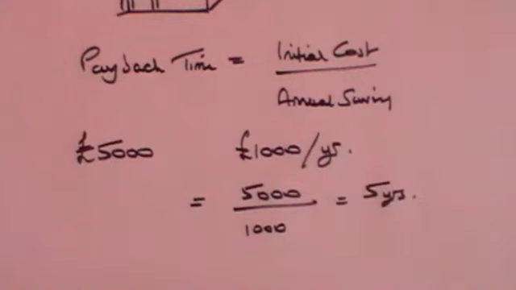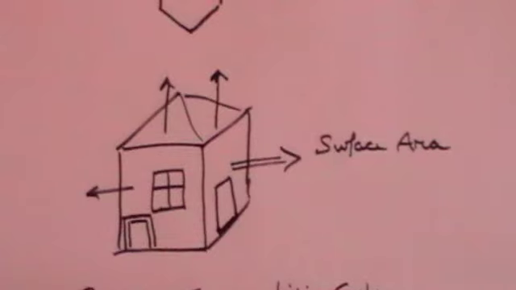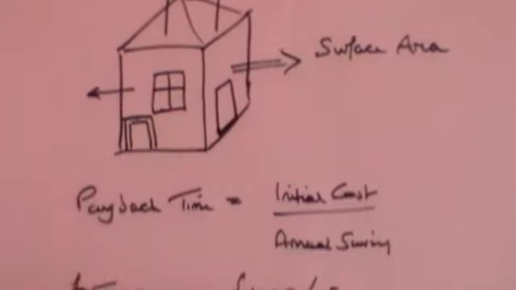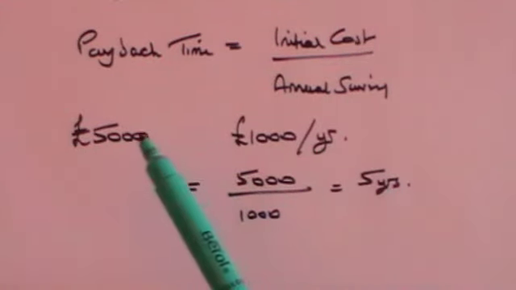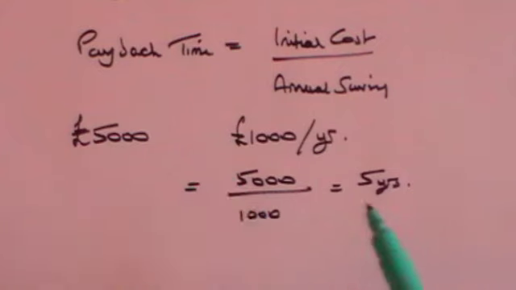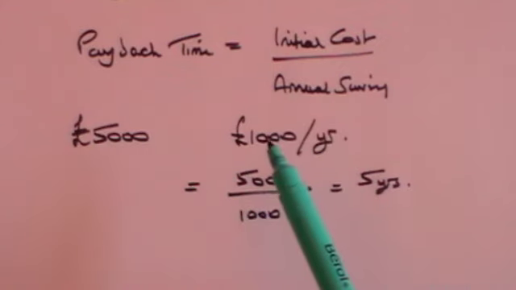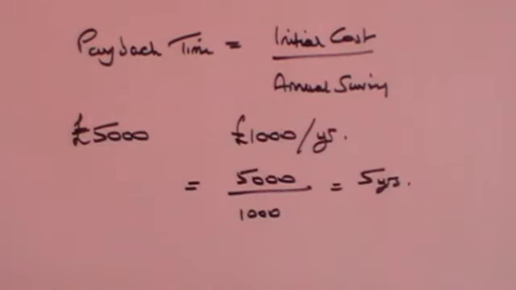But these things are likely to last, well, maybe for 20 years. And so for the first 5 years, you're just getting back the money you've spent. But thereafter, you will be saving money at the rate of £1,000 per year. Money that you would otherwise have spent if you hadn't done all those things to reduce heat loss.